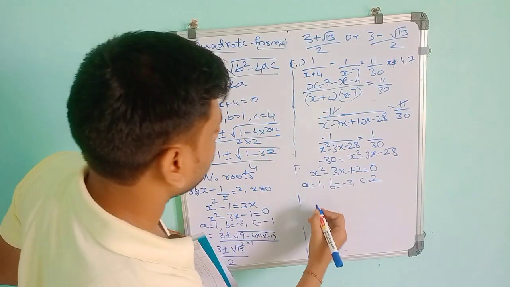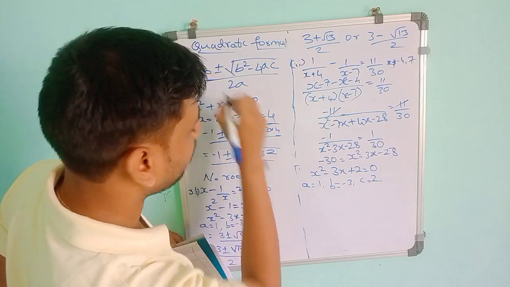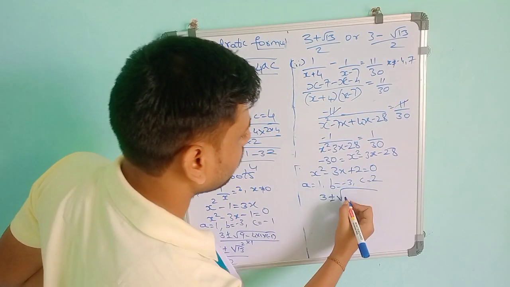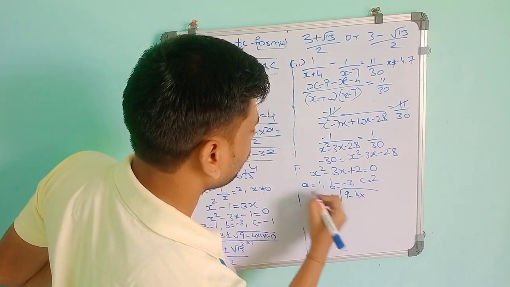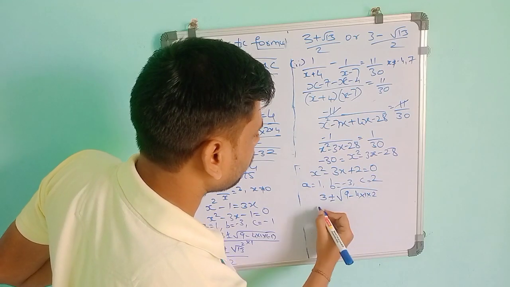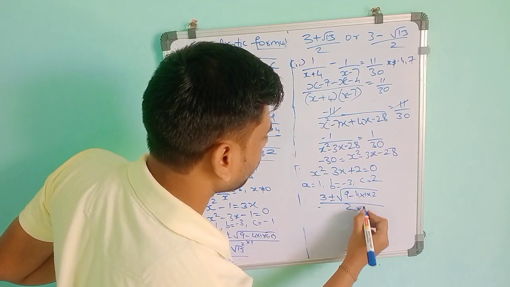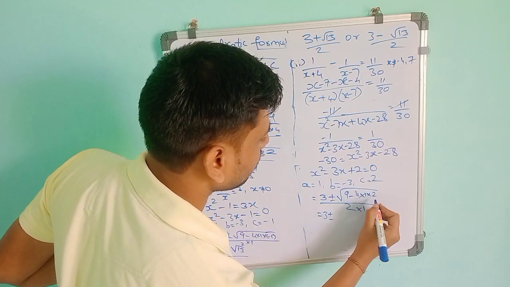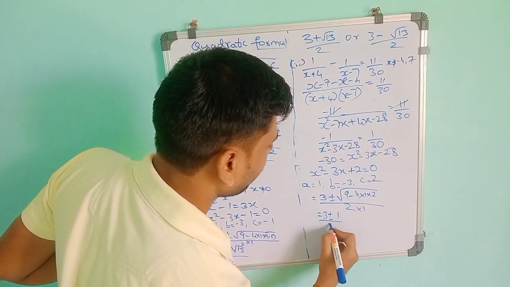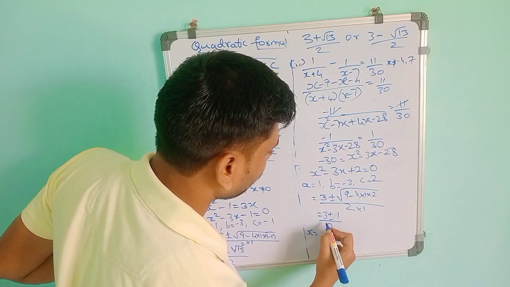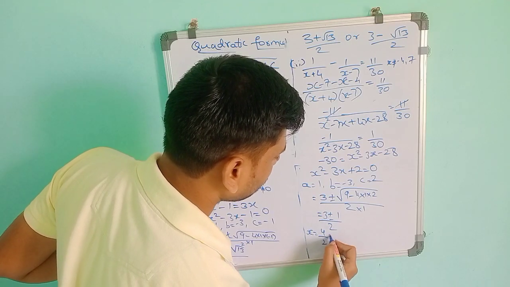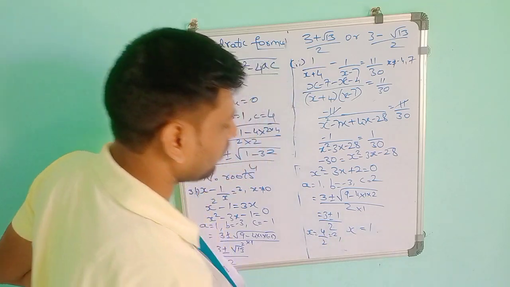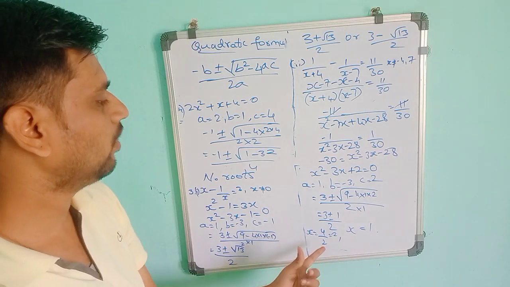Then put this in the formula. Minus b is plus 3, so it will become plus 3 plus or minus the square root of b square, minus 3 whole square, 9, minus 4 into a is 1, c is 2, divided by 2 into 1. So it will be 3 plus or minus the square root of 9 minus 4 into 2, that is 8, it will become plus 1, divided by 2. So the roots will be 3 plus 1 by 2, 4 by 2 is 2, and 3 minus 1, 2 by 2 is 1. So x equal to 2 and x equal to 1. So the roots are 2 and 1.